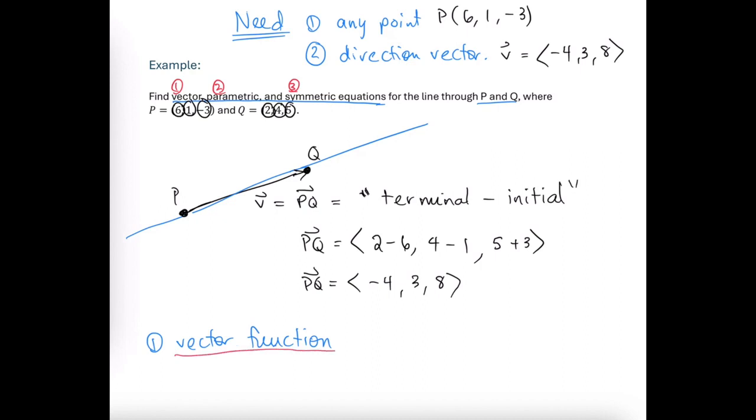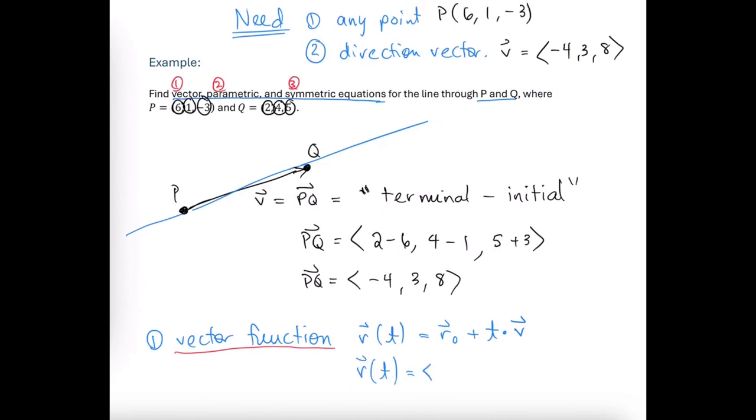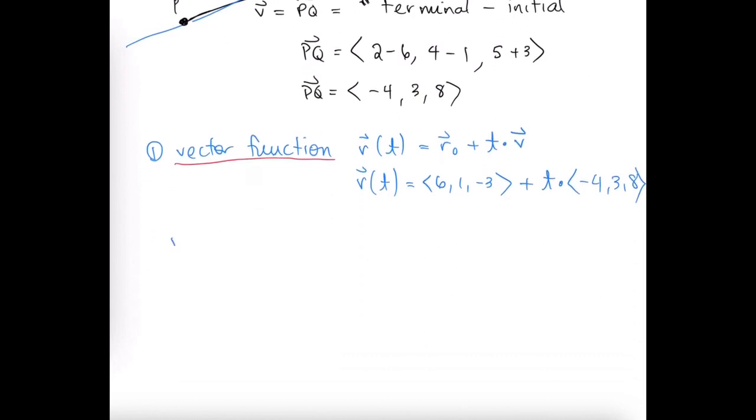So our vector function, as you'll recall, is going to be of the form where we have an initial point turned into a position vector plus a scalar multiple, our parameter, of the direction vector. So our vector function is going to be the initial point turned into a vector, 6, 1, negative 3, plus parameter t times direction vector negative 4, 3, 8. Again, we can expand this, which is going to make the parametric equations a little bit easier to see.